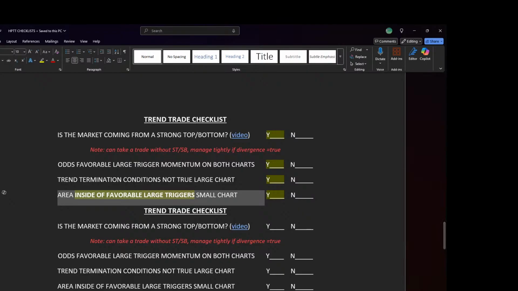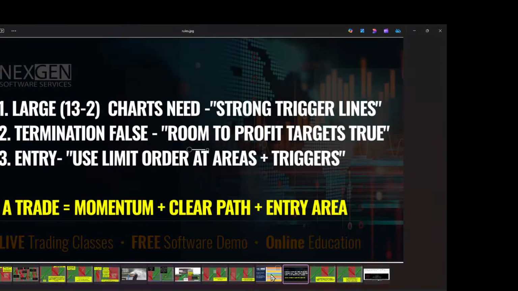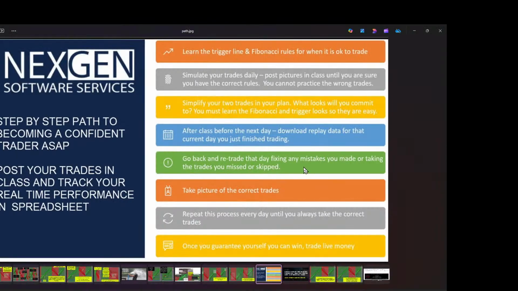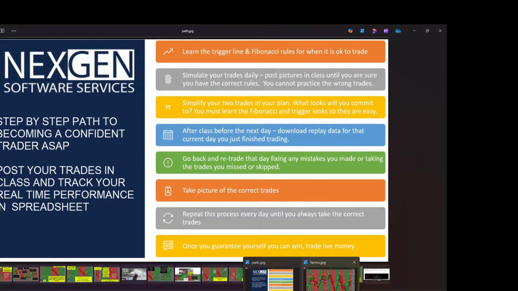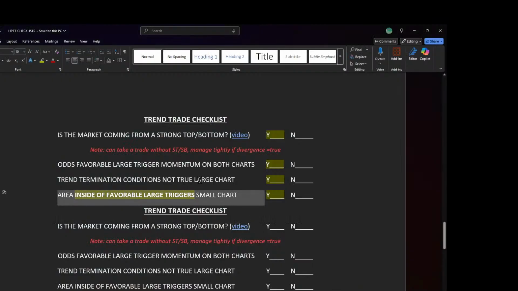You can also use this checklist, and I don't talk about this a lot, but I'm going to do it right now. When you go back and do market replay, it has a pause button. So you can trade the market as though it were live, and then when you think you have a trade set up, hit the pause button and go to your checklist.